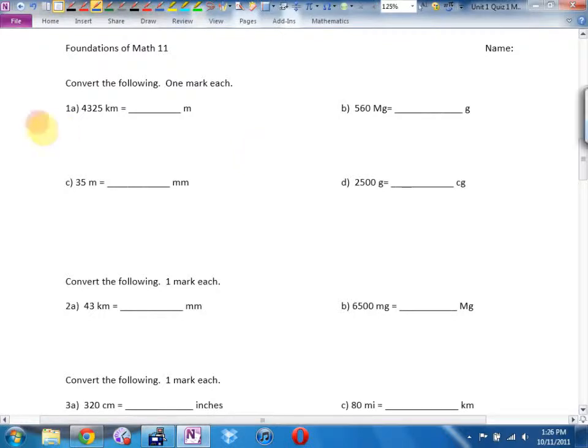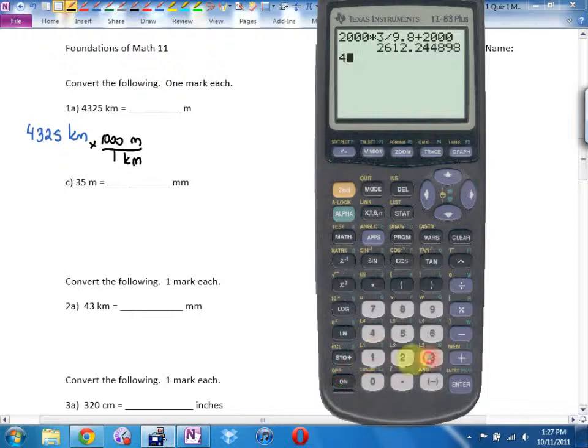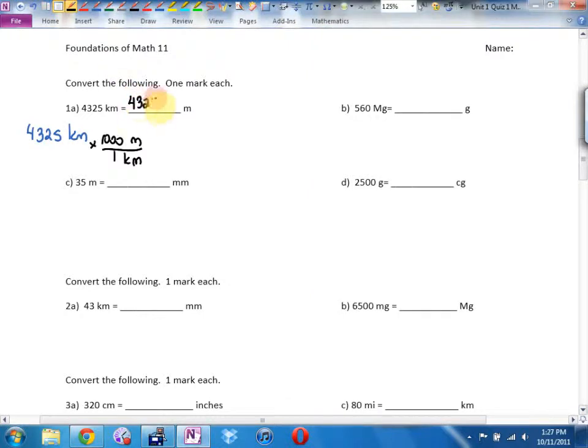I always went like this, 4,325 kilometers. I always said to myself, self, I want to get rid of kilometers, so I want it on the bottom. I want meters on the top, and I know 1,000 meters is 1 kilometer. And then I would say, oh, it's going to be 4,325 times 1,000, which I probably could have done in my head. 4,325,000. 4,325, and then three zeros after that. Is that correct? One mark. Sadly, all or nothing, because part marks are pretty tough to get or give here.